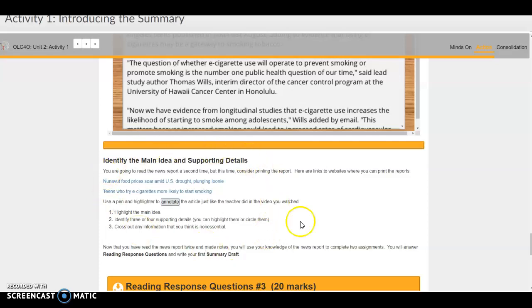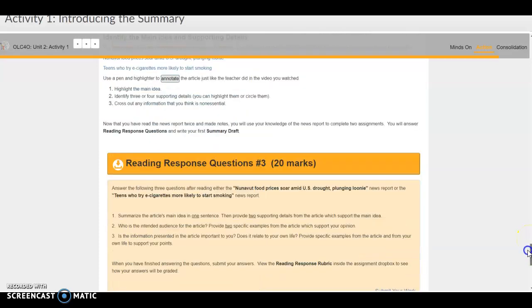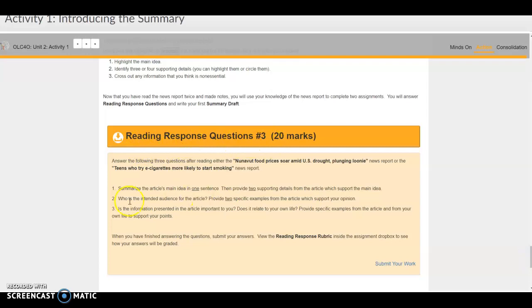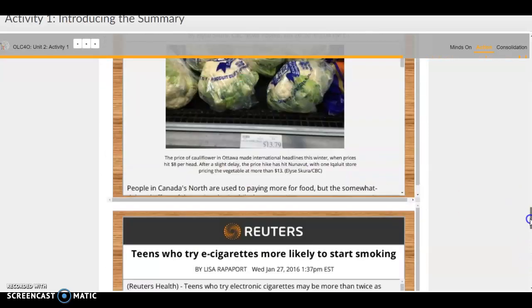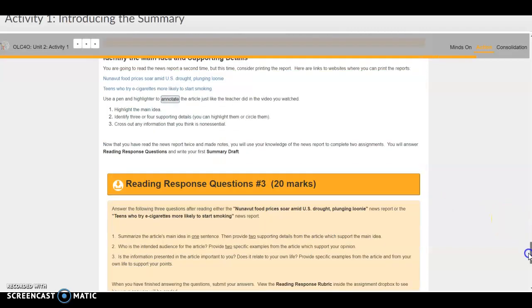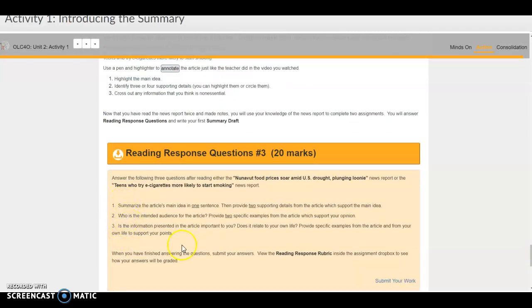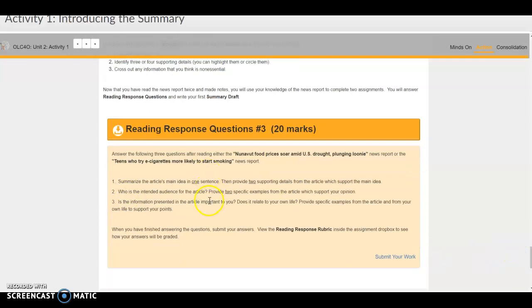Okay? So once you've made notes on whichever news report you've chosen to read, you're going to complete 2 assignments. The first assignment is you're going to answer reading response questions. So you've got 3 reading response questions. They're the same questions that you were asked back in Unit 1, Activity 2, when you had to do a reading response to a news article in Unit 1 there. So you'll answer the same questions, but for whichever one of these 2 articles, the food prices or the e-cigarettes article, right? So whichever one you read, you'll answer these 3 questions for it, okay? And you'll submit your answers to the 3 questions to this Dropbox right here, okay?